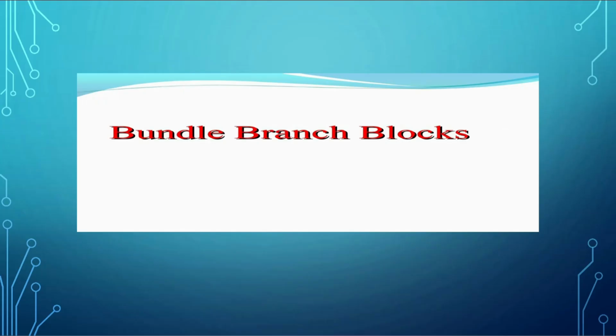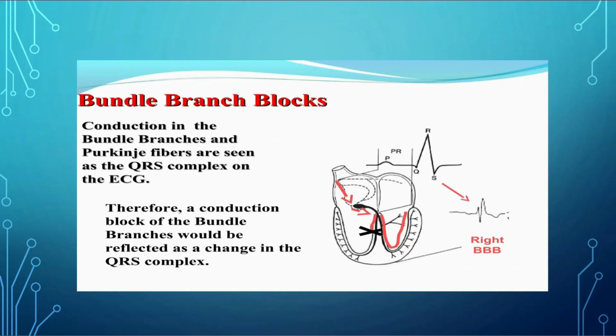Now BBB, that is bundle branch block. So what is it? Conduction in the bundle branches and Purkinje fibers is seen as the QRS complex on the ECG. Therefore, a conduction block of the bundle branches would be reflected as a change in the QRS complex.